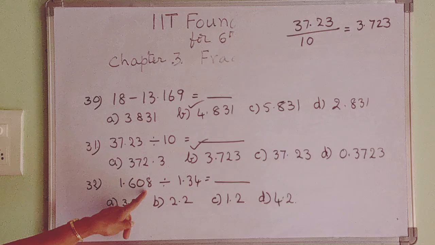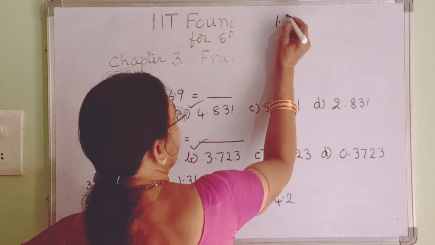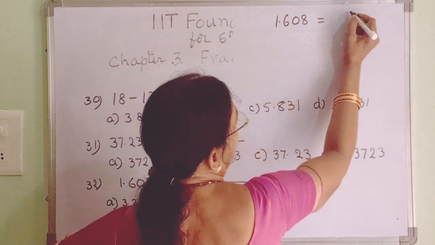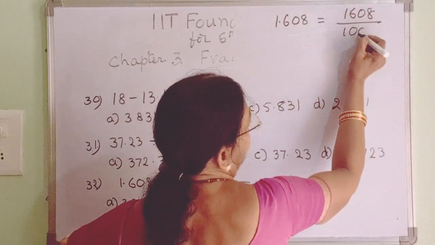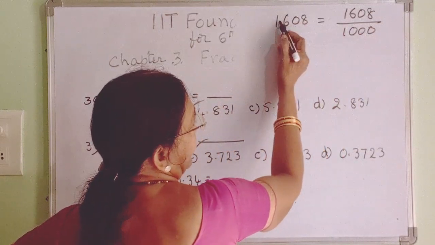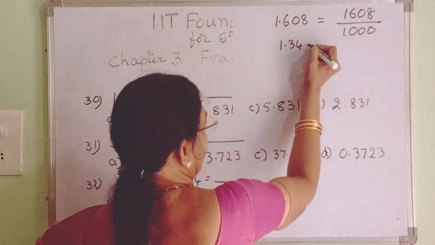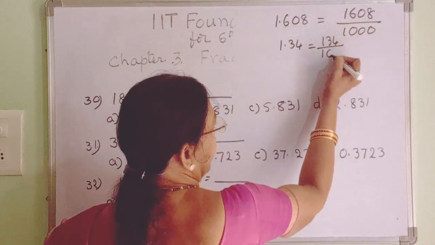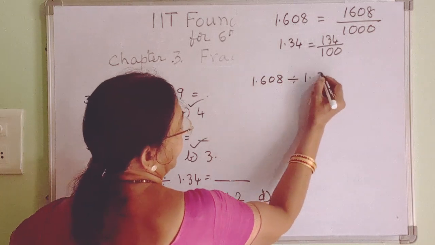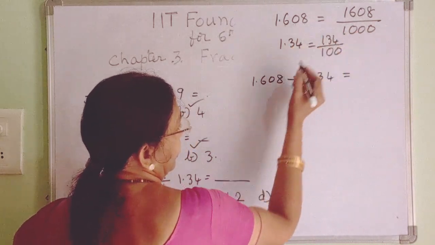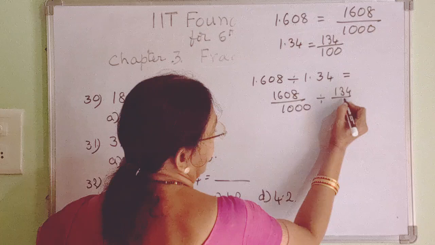Next one, 1.608 divided by 1.34. This is a division. 1.608 can be written as, remove the decimal, we get 1608 by 1 and 3 zeros. As there are 3 digits after the decimal, we have to put 1000. Similarly, 1.34 is equal to 134 by 100. So 1.608 divided by 1.34 is equal to 1608 by 1000 divided by 134 by 100.